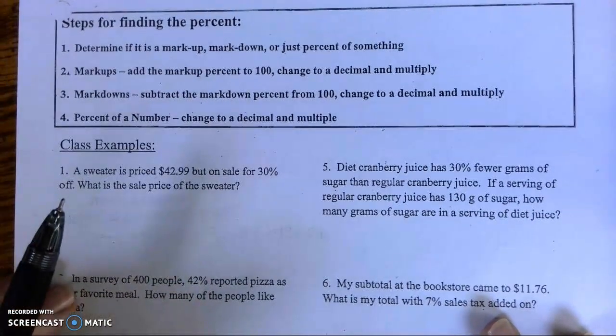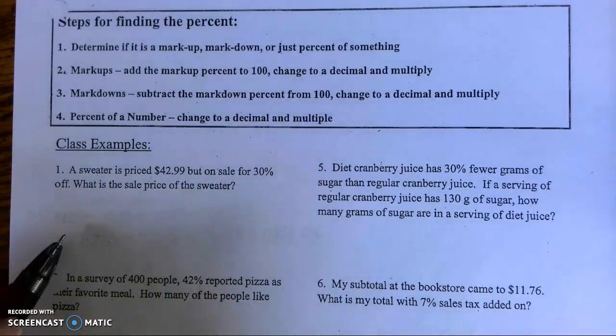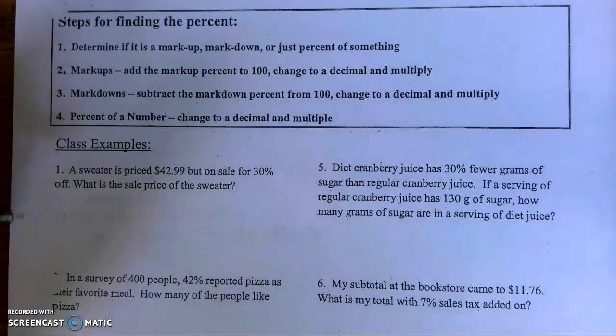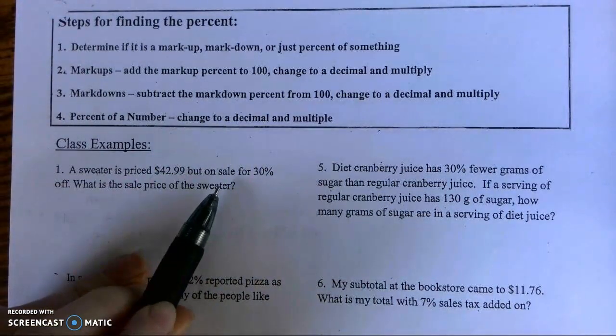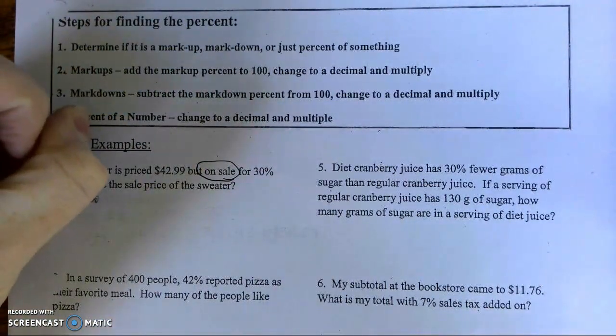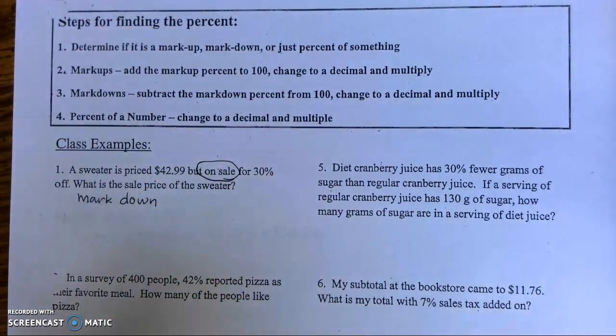So let's take a look at the first one. It says a sweater is priced $42.99 but on sale for 30% off. What is the sale price of the sweater? The first thing we need to do is identify the type of problem. Since it is talking about something being on sale, we will say that it is a markdown because the price is going to go down.